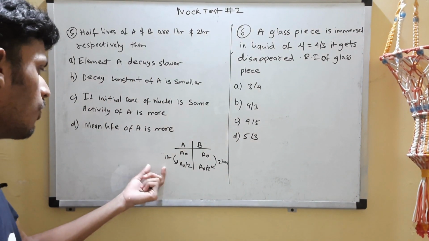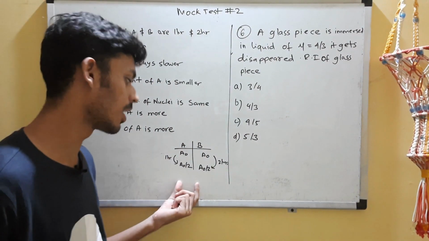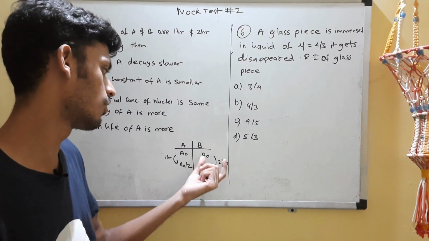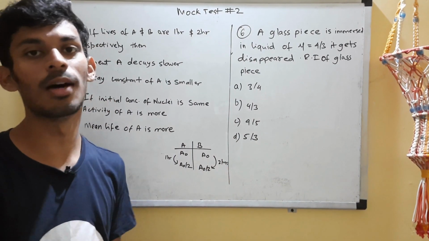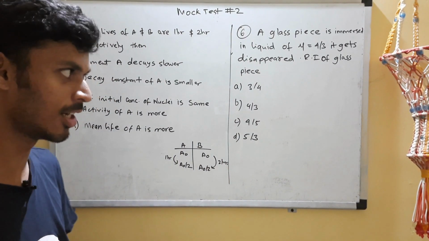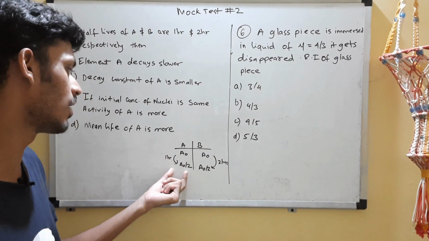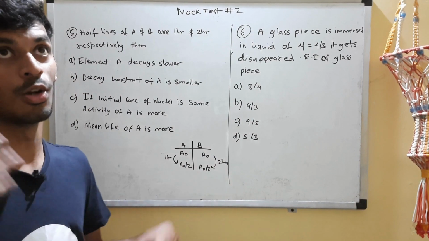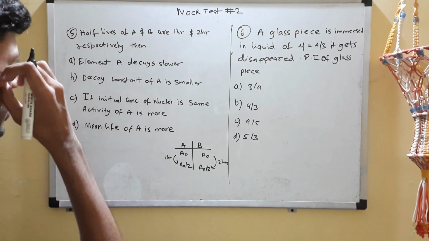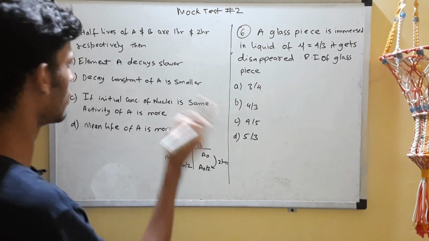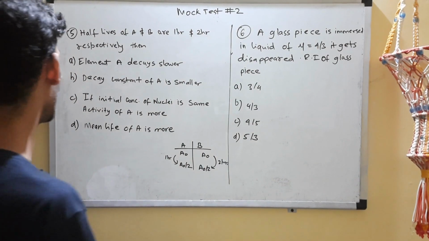Again for B, it will take 2 hours to become A0 by 2. So if you see, for A it just takes 1 hour to become half of its initial concentration. For B it takes 2 hours, which means that A is decaying faster, right? It becomes half in just 1 hour. This takes 2 hours to become half. So A is decaying faster, not slower, so option A is not correct.